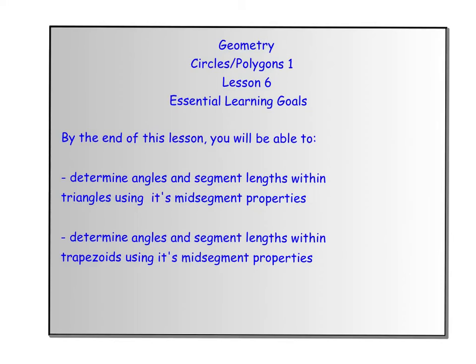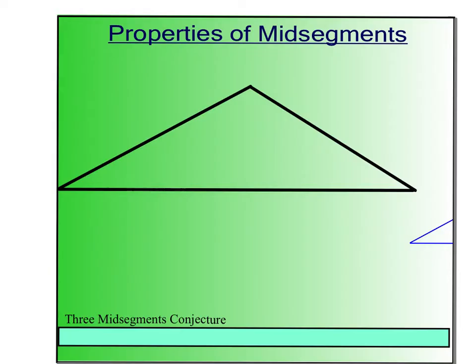Hey everybody, Unit 4, Lesson 6. Spelled circles right today. Check it out. Really good at spelling. Objectives for today are going to be to determine angles and segment lengths within triangles using its mid-segment properties, and the same within trapezoids. So let's get it started.